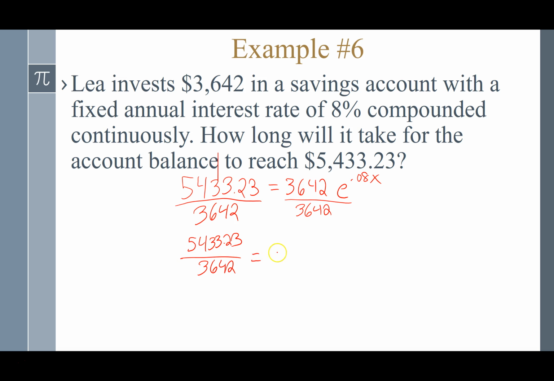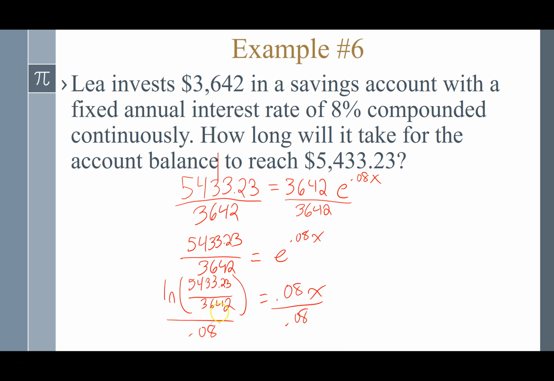Here's where we now rewrite this as a logarithm. So we keep it, so it's ln because the base was e, and then we switch the two pieces. 0.08x was the exponent, so it cannot be within the logarithm now. So now it's ln of the fraction 5,433.23 over 3,642 equals 0.08x. Again, rewriting from the exponential allows us to get the exponent down into a linear fashion, no longer in exponent position. Now we can actually solve. All that's left to do is divide by 0.08.